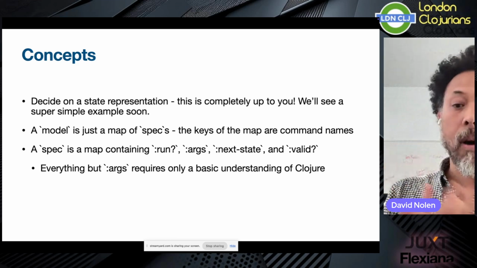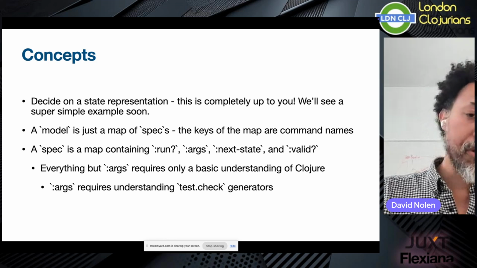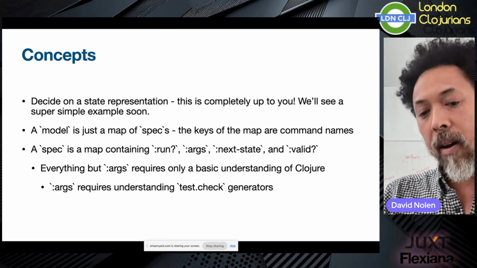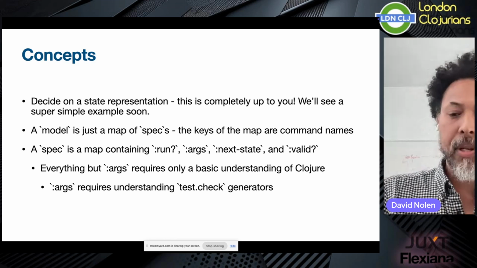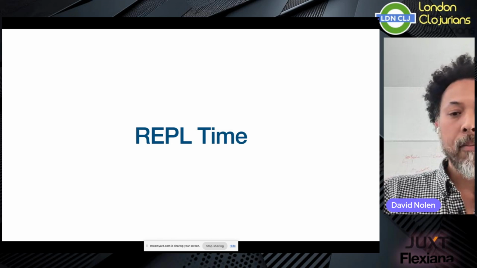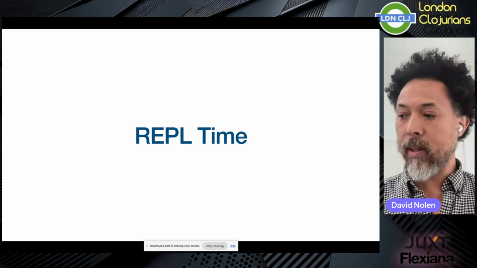Really, only args requires you to know about test string generators. Fortunately, for the most part, you don't need to have a complex understanding of it, but you do need to know how it works. And I think that Fugato has a pretty nice intro to that problem. We'll learn a bit about them. So let's go ahead and look at Fugato and see what that looks like.